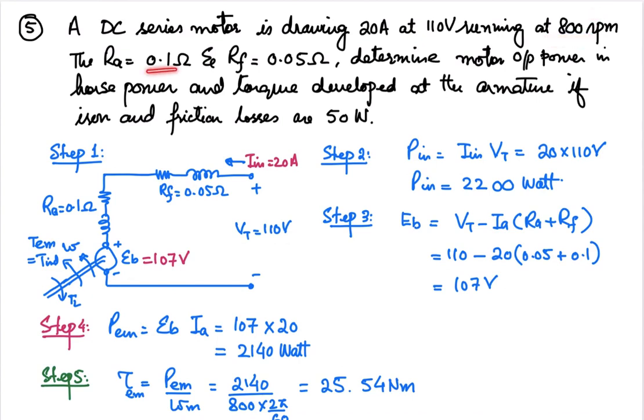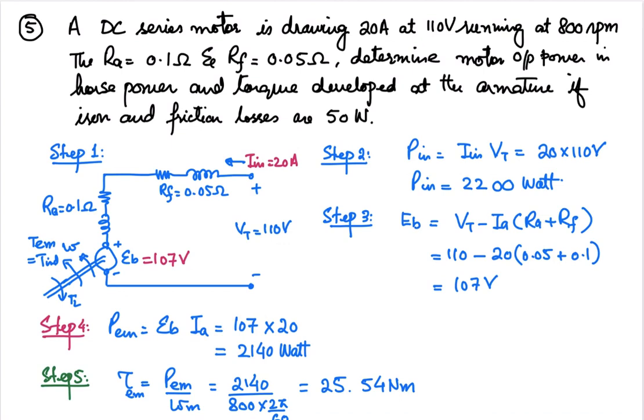The armature resistance is 0.1 ohm and the field resistance that is connected in series with the armature is 0.05 ohm. We are supposed to determine the motor output power in horsepower and the torque developed at the armature if the iron and friction losses are 50 watt.